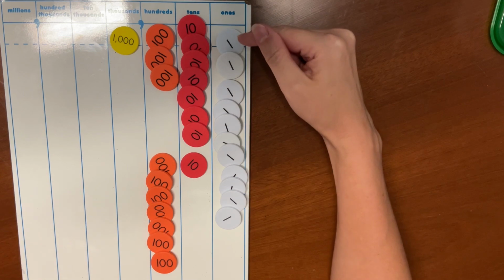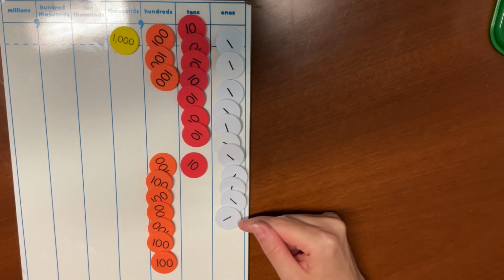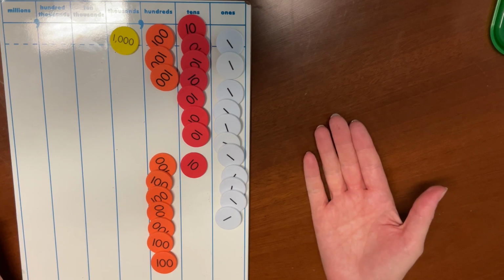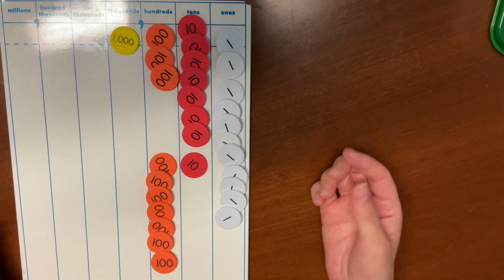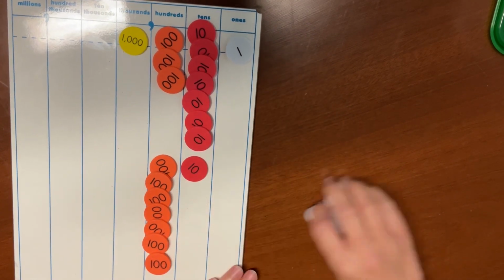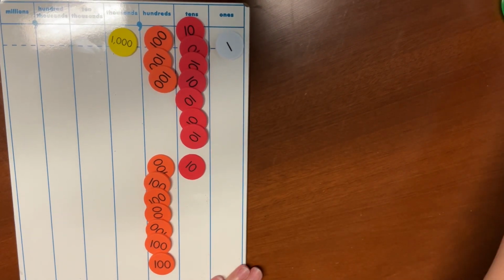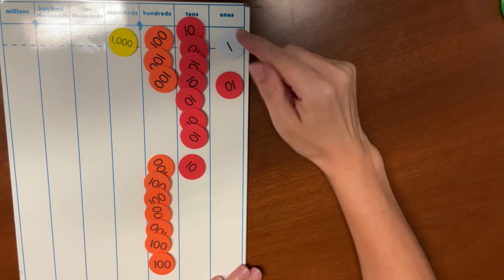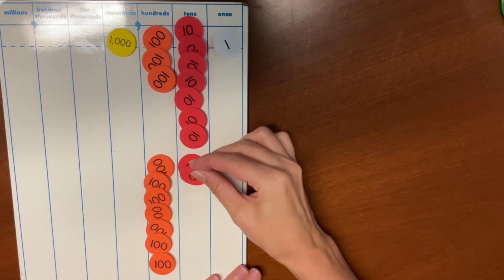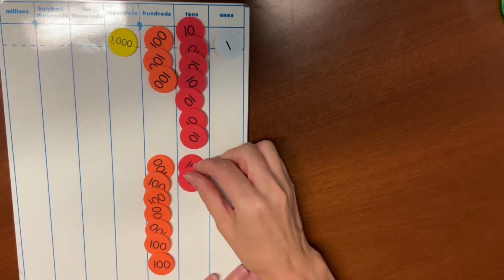I notice when I have all my ones, there's a lot. There's more than 10. What do I need to do? What did you do? Well, I know that I can trade 10 of those to make a 10. And if I make 10, I still have 1. 9 and 2 is 11. But I can't keep this in the ones. I need to move it to the 10s.